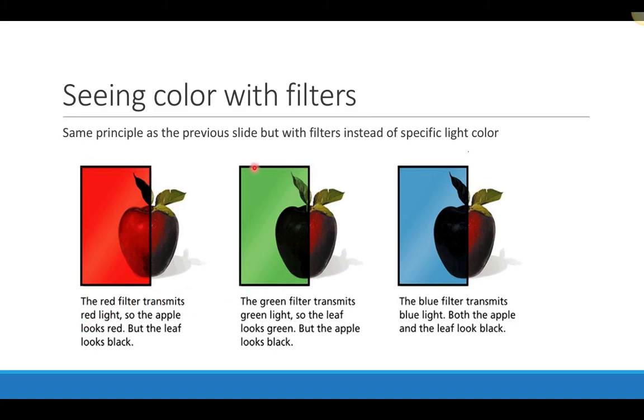If I place a green filter in front of the apple, the apple portion appears black because it will not allow the red light that's being reflected off of the apple to pass through the green filter, but the leaf, which was green, that light can pass through the filter, so I see that as green. And then finally over here, if I put a blue filter on here, the apple just appears black in both places because blue, of course, is a primary color. It does not contain green or red. So the red light from the apple is absorbed by that blue filter, doesn't pass through, and the same thing is true of the green leaf.